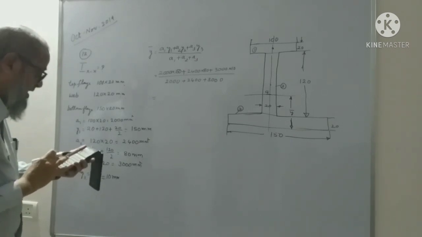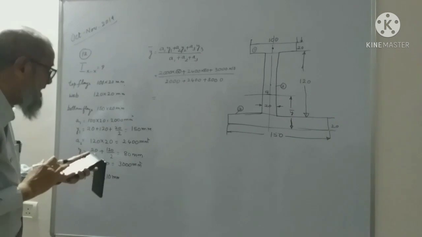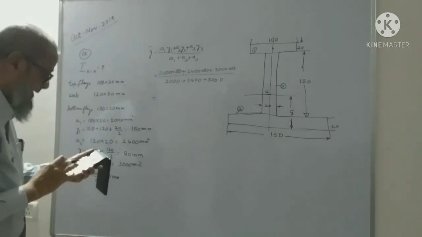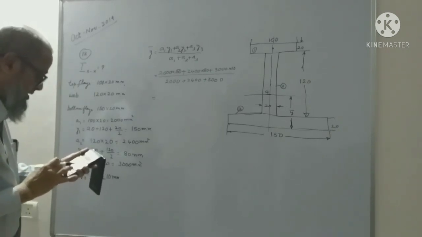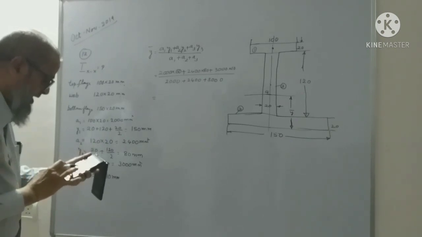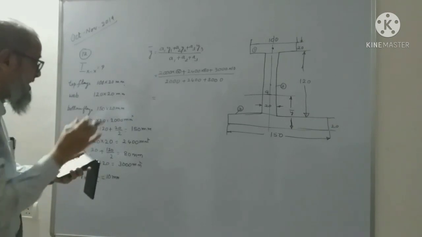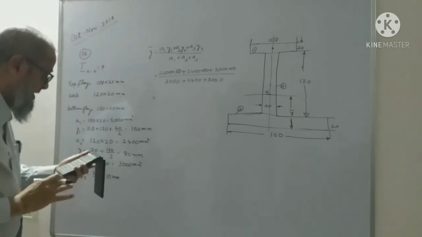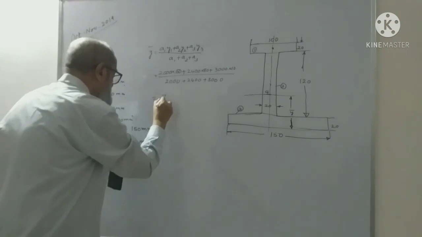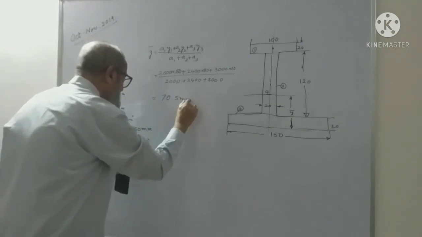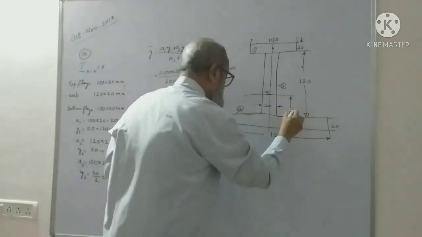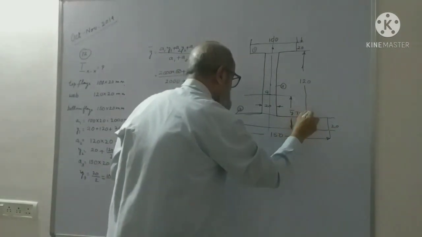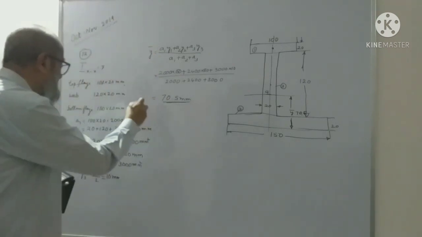2000, I got it wrong. 2000 into 150 plus 2400 into 80 plus 3000 into 10. I didn't put equals, that's why I got it wrong. Divided by 7400. That will give me 70.5 mm. That is, this distance, y bar, is 70.5 mm. Right. Now I got this y bar.